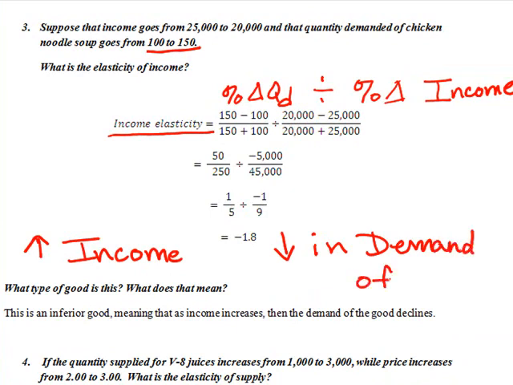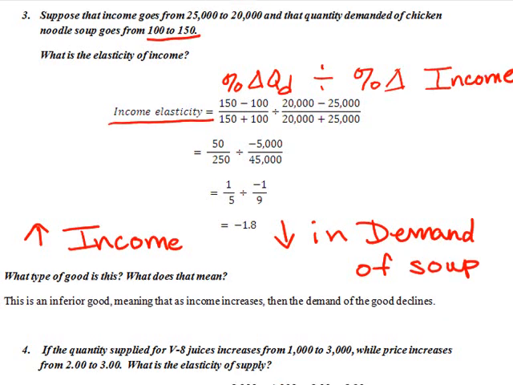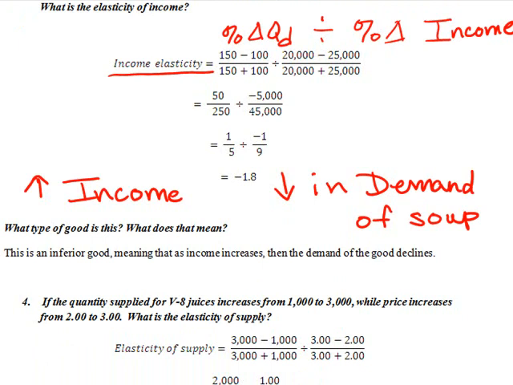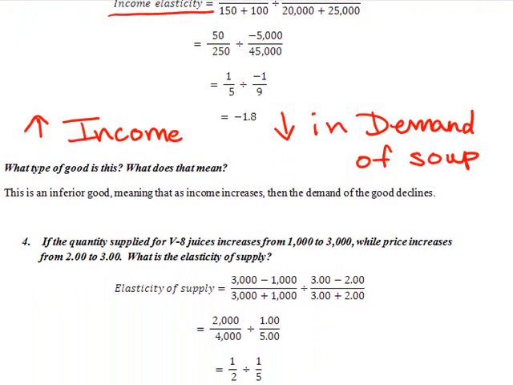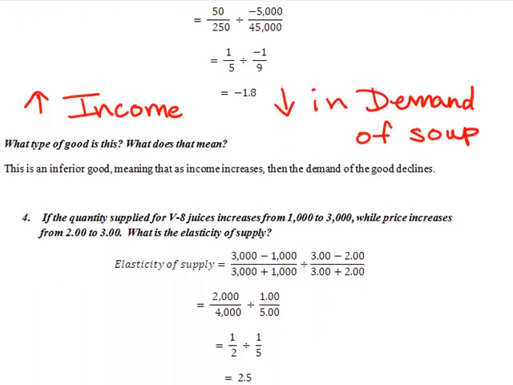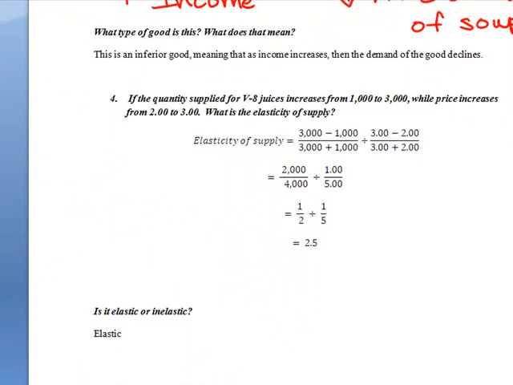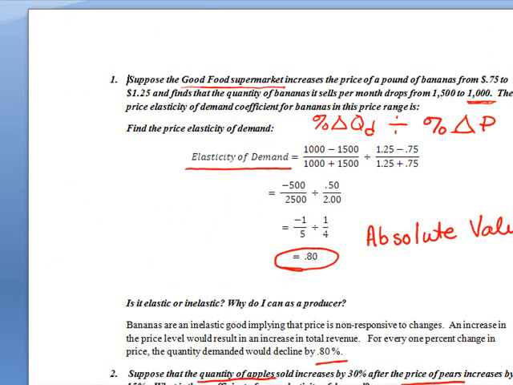Now what this tells me is it's an inferior good. So as my income increases, I'm going to consume less chicken noodle soup. Now lastly, we have a supply side issue. So let's say that I saw that supply was increasing.